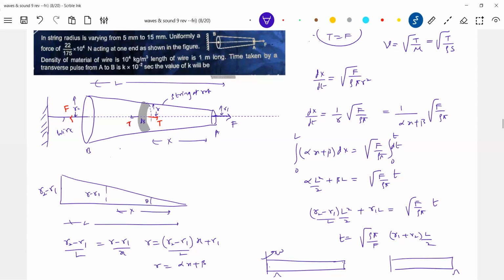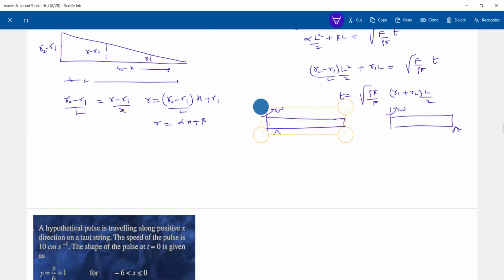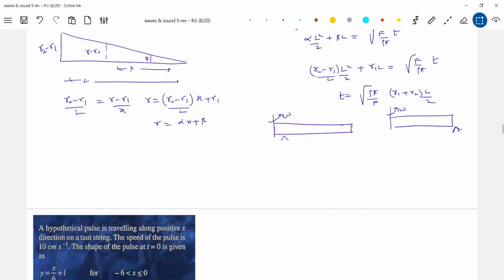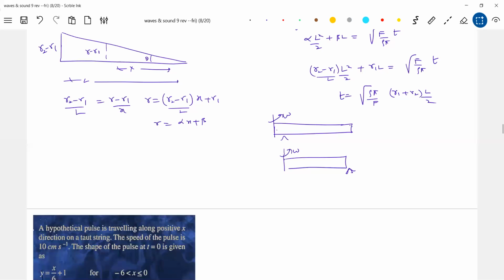I'll generate a pulse here. What is the time taken to reach the axis? Just see, will it take the same time? I just wanted to compare these two. I think there may be more than one option. So they may test you with this one.